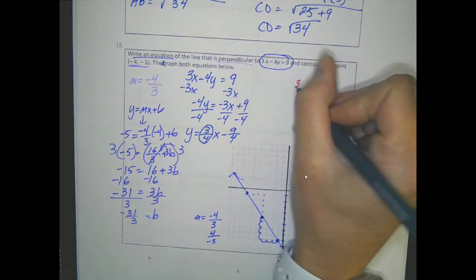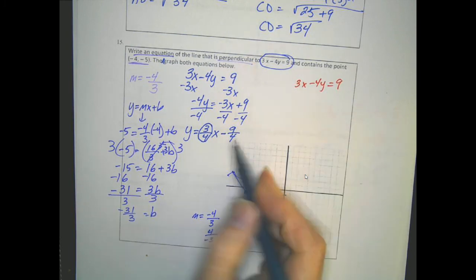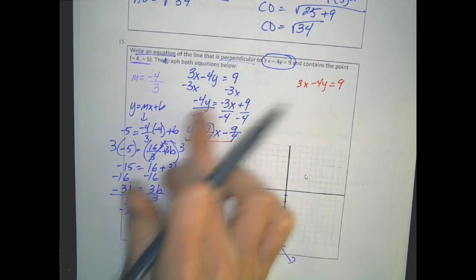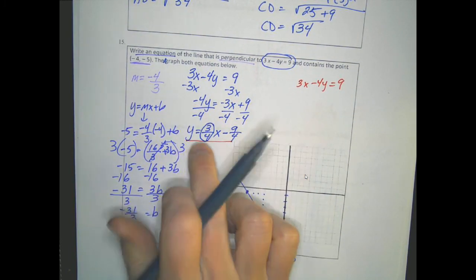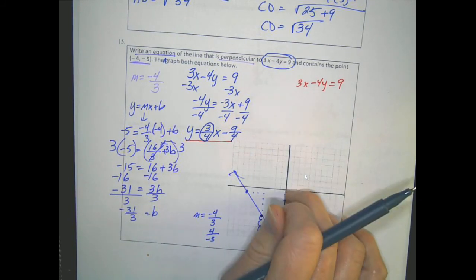Now, this is a whole other one, and don't stress about this too much. How do you graph 3x minus 4y equals 9? Because we kind of have the opposite problem. So we have this right here. And so I know the slope is 3/4, but I don't have a starting point. I don't have a point on that line.